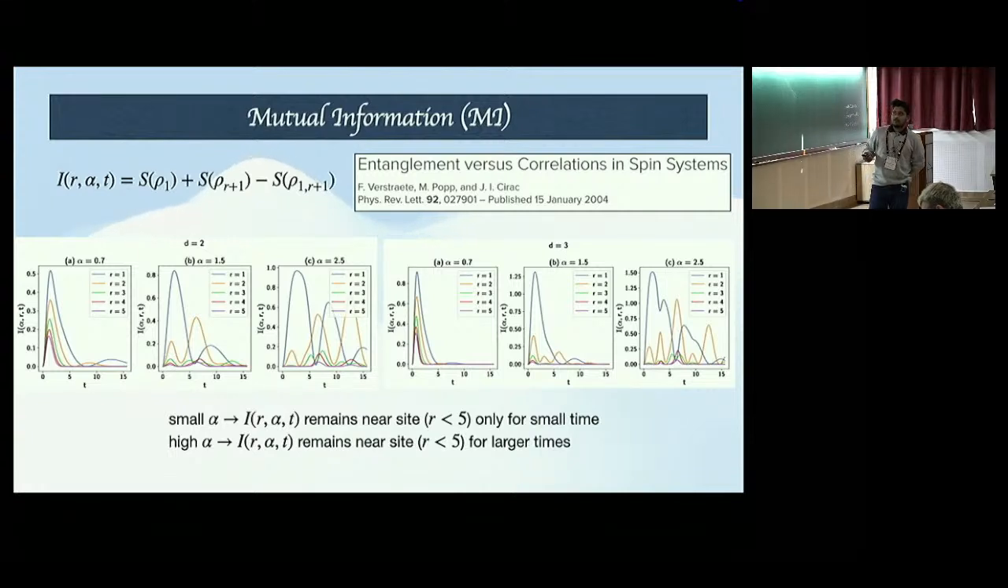Now for very small alpha, the mutual information remains local, in the sense that it stays at very small r only for small times, and moves on to larger r instantly, whereas for large values of alpha, so alpha tending to infinity is the local limit. It is just the nearest neighbor interactions. So the mutual information remains local for a large time.